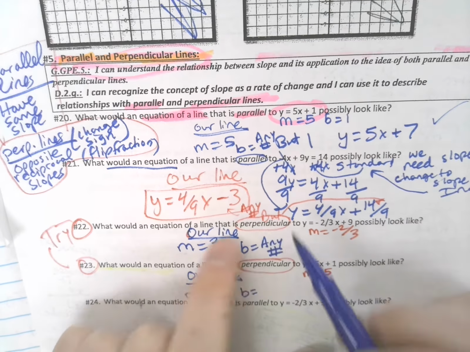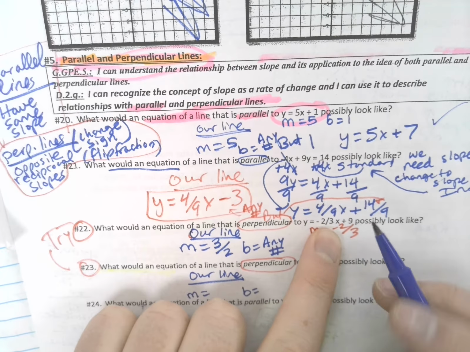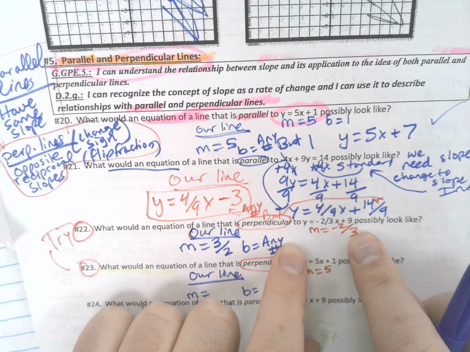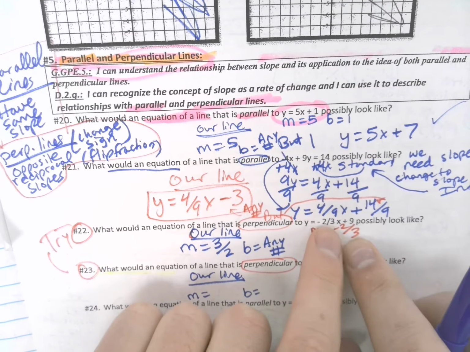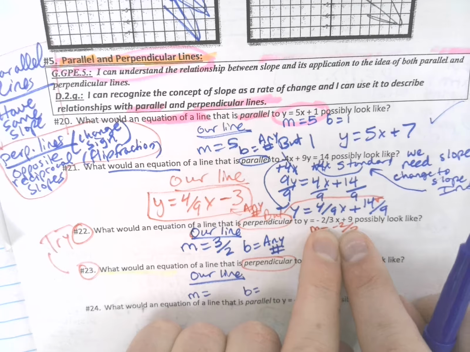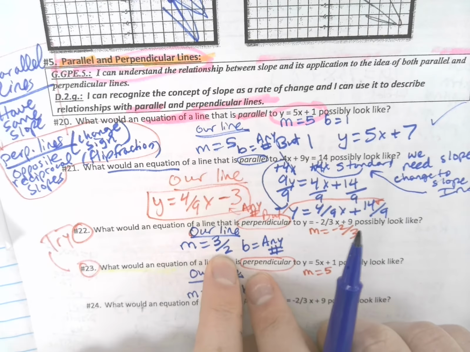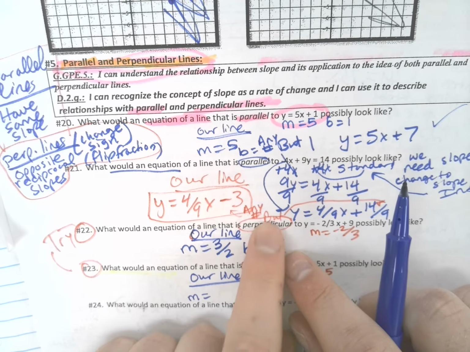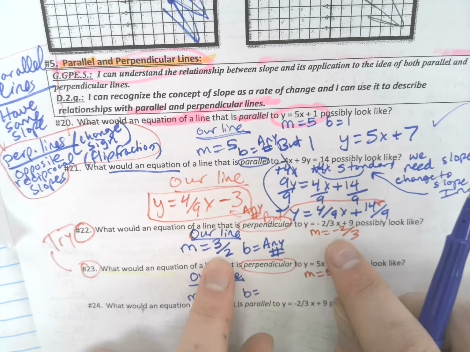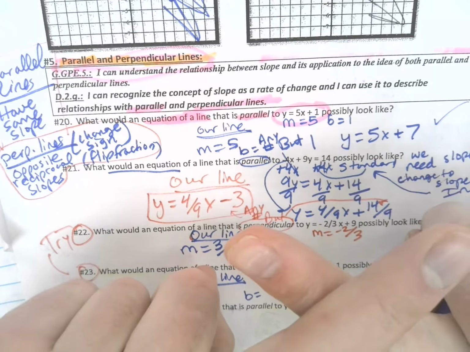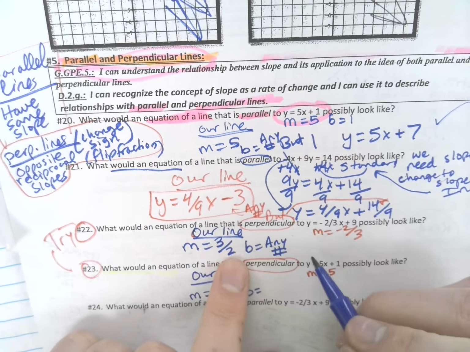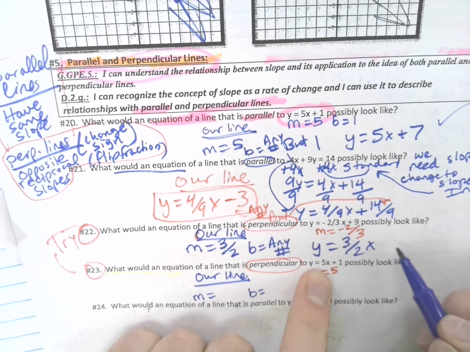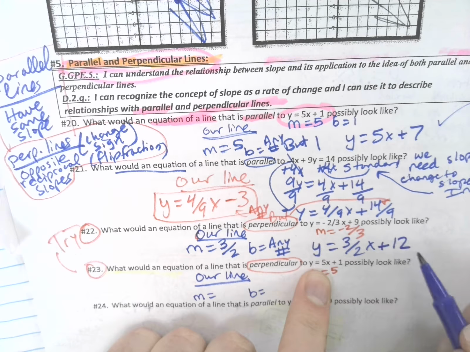Okay, so if our line needs to be perpendicular to this line, we need to figure out what this line's slope is. Looks like it's negative 2 over 3. So to get our line's slope, I'm going to flip that fraction and change the sign. So now we have positive 3 over 2. And fun fact, your y-intercept can be any number in a perpendicular line, because as long as the slopes are opposite reciprocals, they're going to intersect and form 90-degree right angles. So I'm going to go y equals 3 over 2x plus 12.